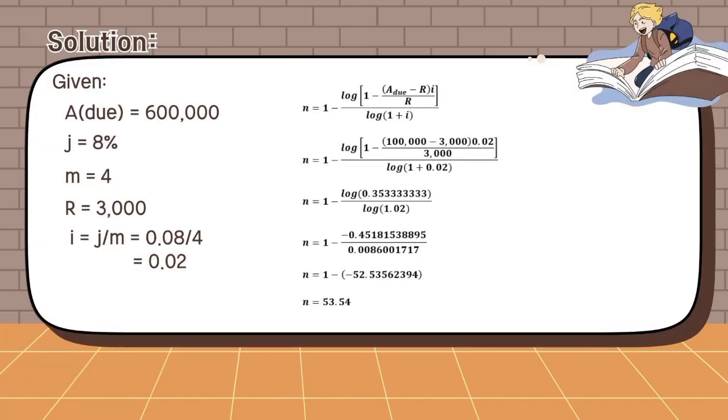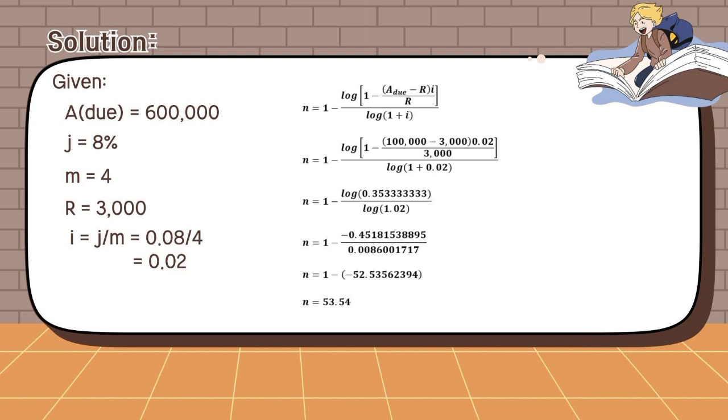Our givens based on the problem: A_due is 100,000 pesos, our present value, which is given in the problem, and j is 8%. Since it is compounded quarterly, m = 4, the size of the annuity payment is 3,000, and our interest rate is 0.02. Now if we substitute into our formula, we have 1 − log[1 − (100,000 − 3,000) × 0.02 / 3,000] / log(1 + 0.02).